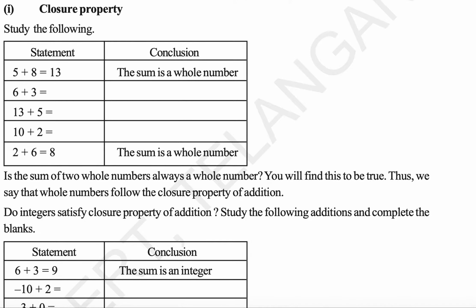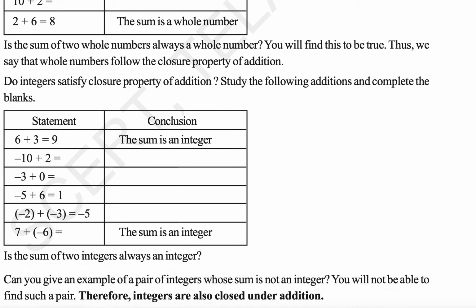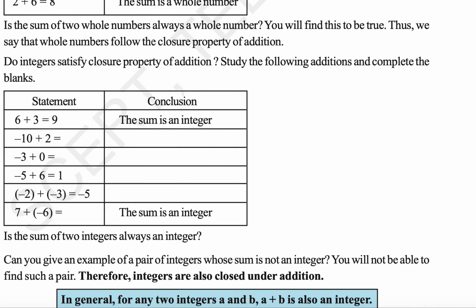5 plus 8 equal to 13. The sum is a whole number. 6 plus 3 is 9. The sum is a whole number. 13 plus 5 is 18. 10 plus 2 is 12. All are whole numbers. 2 plus 6 is also 8. That is also a whole number. So the sum of two whole numbers is always a whole number. You will find this to be true. Thus we say that the whole numbers follow the closure property of addition.